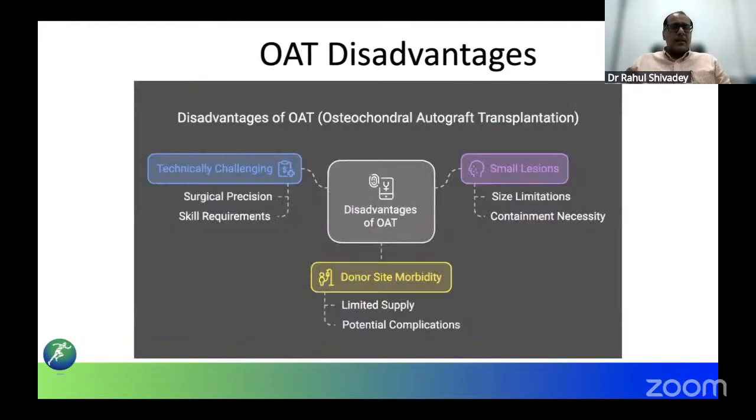There are certain disadvantages also for osteochondral autograft transplantation. Firstly, it is a technically challenging procedure, especially if you want to do it arthroscopically. It can accommodate not more than 4 centimeter square lesions, but as of now, the latest algorithm says up to 2 centimeter square lesions. The main reason is that there is a lot of donor site morbidity and a limited supply, because you are harvesting the patient's own osteochondral unit.